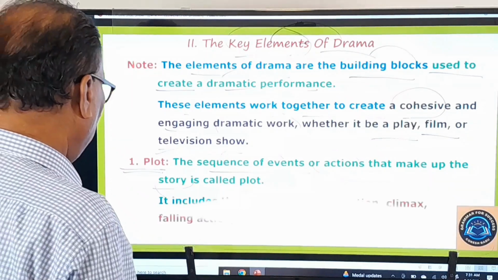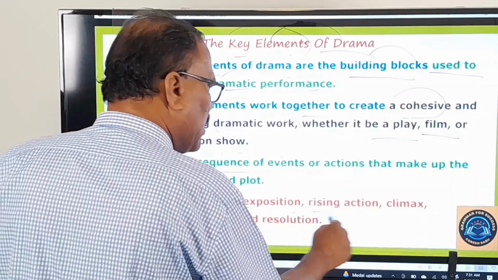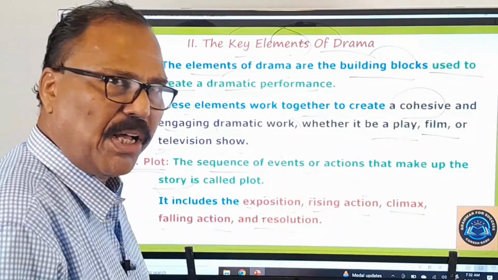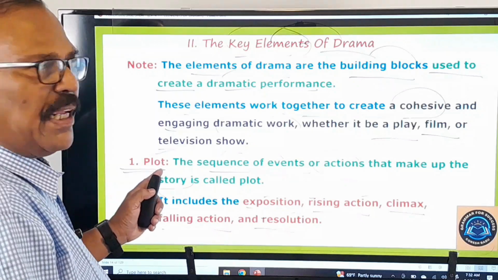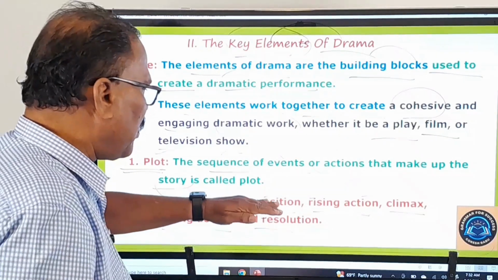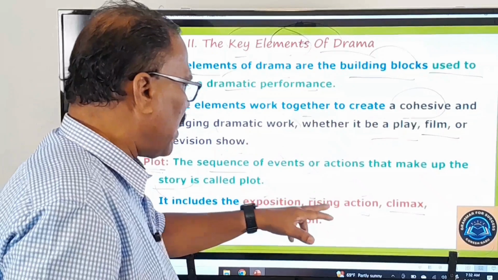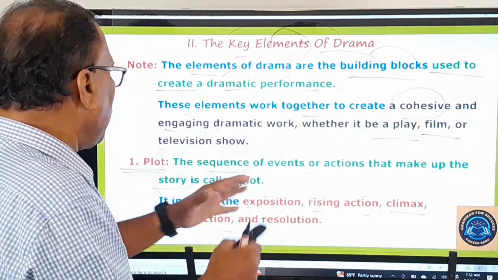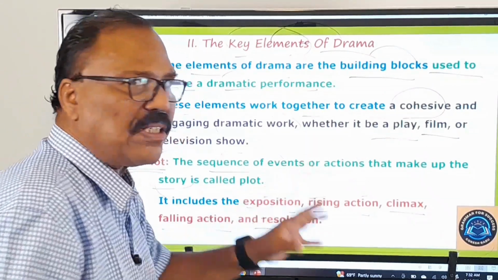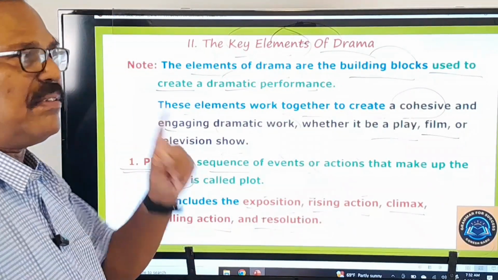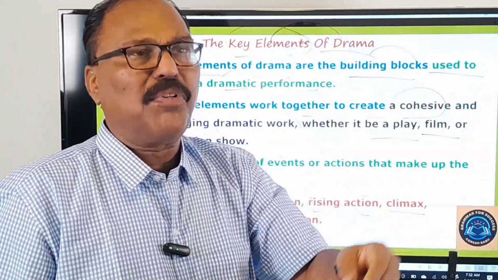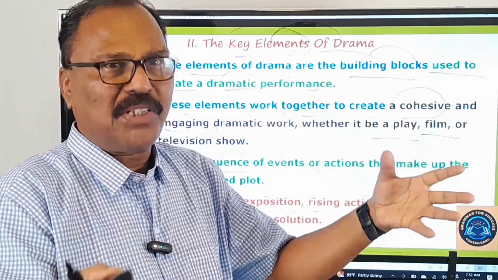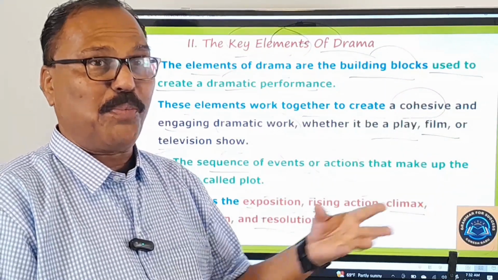And here it includes the exposition, rising action, climax, falling action, and all these 5 parts of the drama will be included in this plot. There must be introduction to the characters and all those things, and the rising action must be there, climax must be there, falling action, and resolution. All these 5 points must be there in that plot. If these 5 points are successfully maintained in this plot, then that drama or that movie or that serial would be 100% wonderfully successful. The general people will be saying, it is a super duper film.